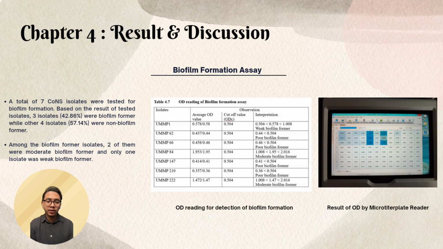Among the biofilm former isolates, 2 of them were moderate biofilm formers and only 1 isolate was a weak biofilm former. This could be due to the various strains having varying capacities for biofilm production. Based on research by Saline in 2020, 2 of the most studied factors known to be strongly correlated with biofilm formation are the biofilm associated protein and the product of the icaADBC operon, which regulate the synthesis and export of the most significant adhesive molecule of staphylococcal biofilm, the exopolysaccharide polysaccharide intercellular adhesin, PIA.